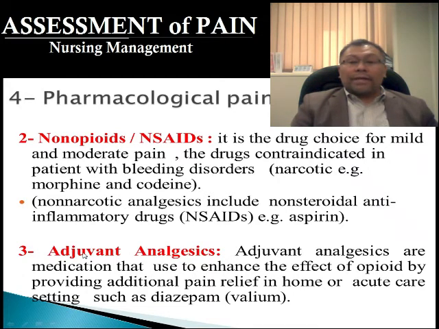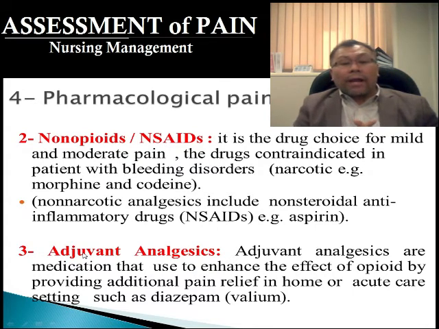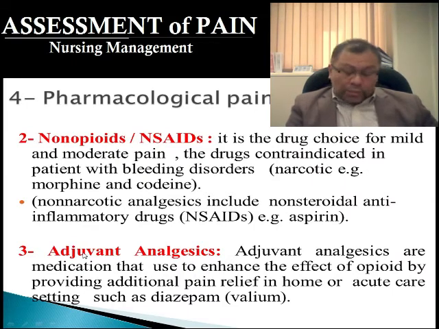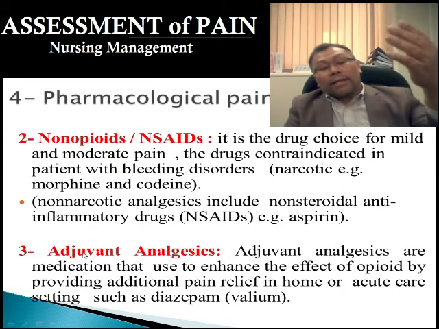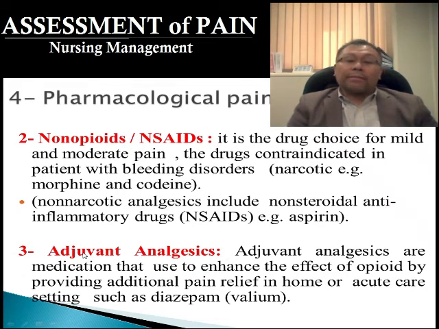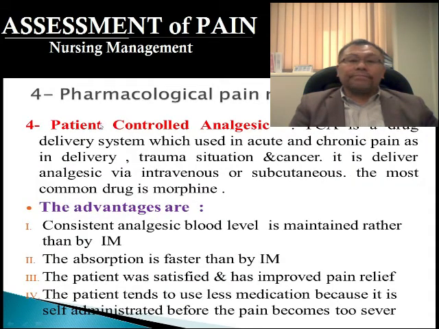So we have the examples of adjuvant analgesics. What are these? Medications used to enhance the effect of opioids by providing additional pain relief in home or acute care settings such as diazepam. So this is done now when the patient will be managed at home, and then they were discharged, and then there's what we call continuous pain medications at home. So most probably adjuvant analgesics will be given to them.